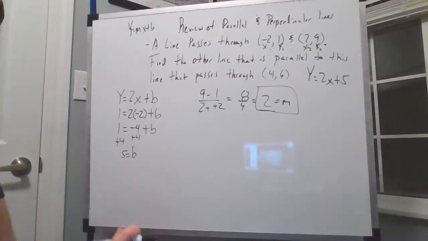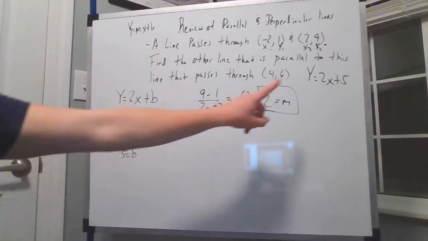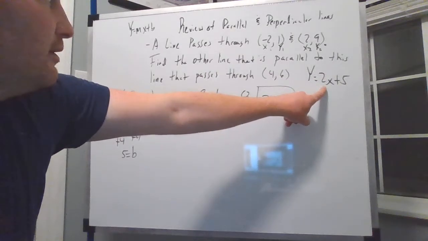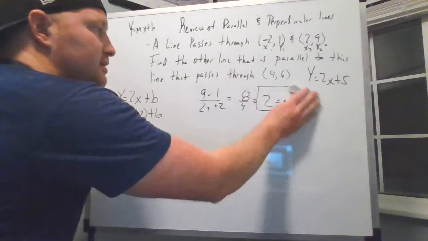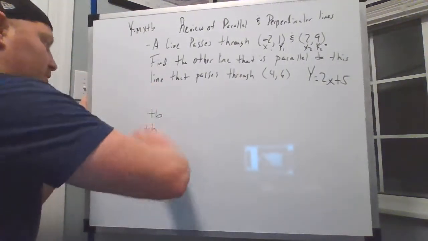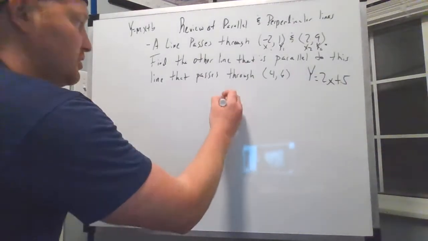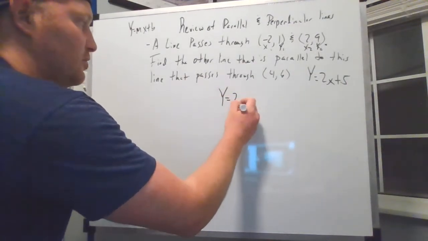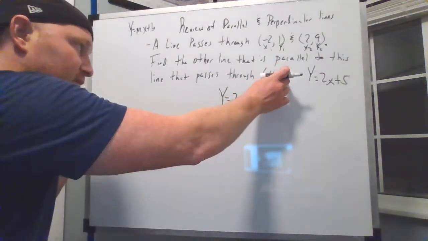Okay? You got to remember this. You got to answer the question. I got to find the other line that is parallel to this line that passes through this point. So parallel means it has the exact same slope, but has a different y-intercept. Remember that. So start with the standard, 2x plus b. Rewrite x and y with these.